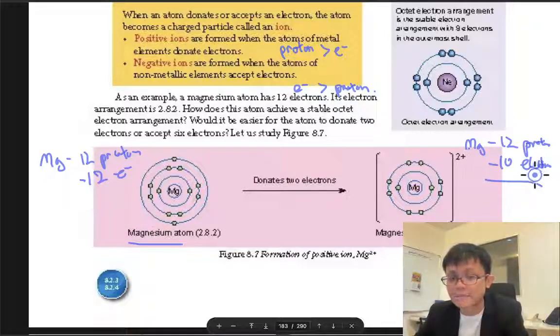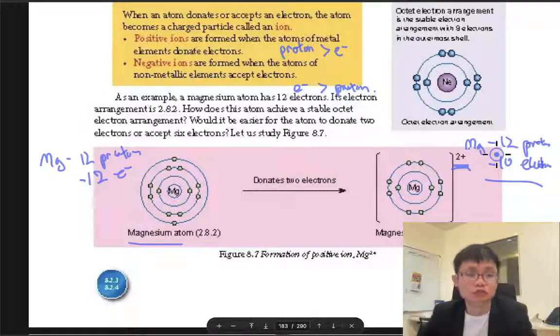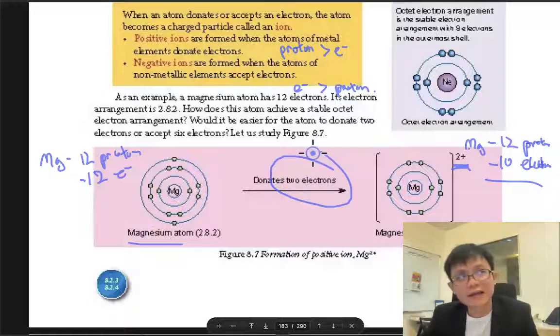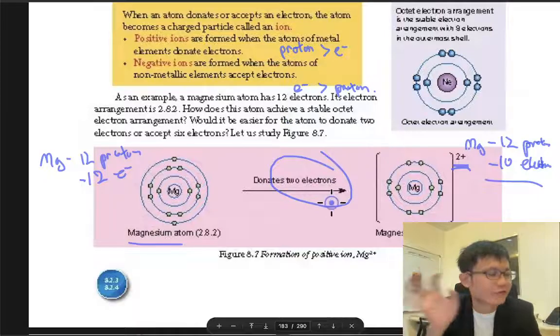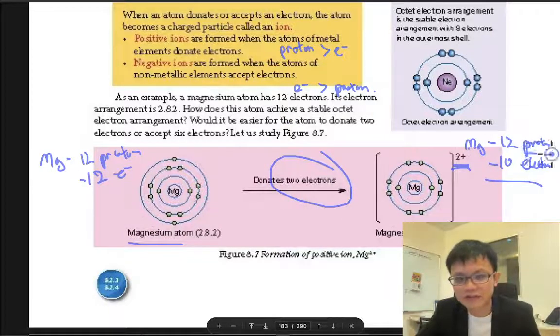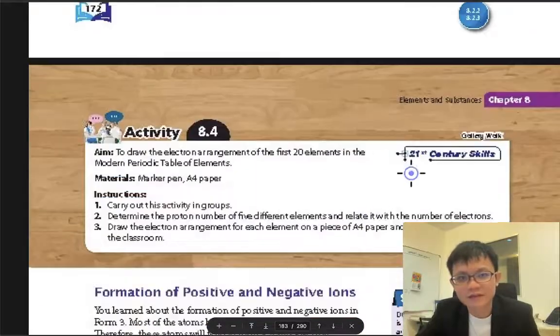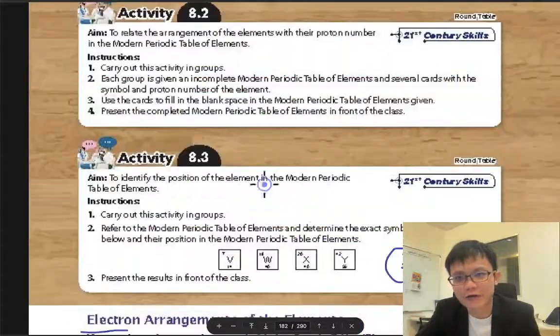More by how many? More by 2, because 12 protons, 10 electrons. More by 2, that's why you can see here it is 2 positive. Here it says that it gives up 2 electrons. So one thing you need to know is proton cannot move, forever. Proton number cannot change, because if you can change the proton number, you can change the element. If you can change the elements, you are God already.